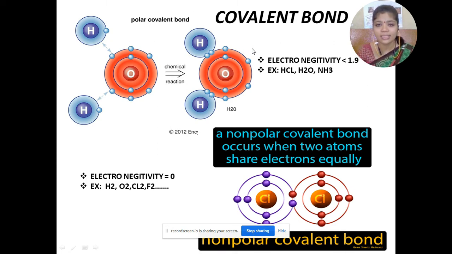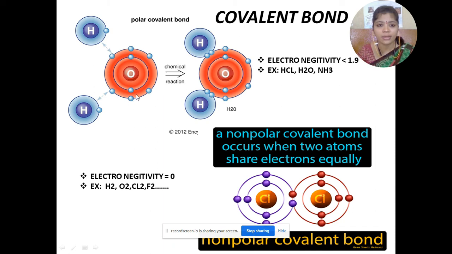And what is the condition of a polar covalent bond? The electronegativity difference is less than 1.9. This is the must-have condition. The electronegativity difference is less than 1.7, and in that case only a polar covalent bond is formed. And what are the examples? HCl. We already know that the chlorine atom is a more electronegative element, and the electron pair is towards the chlorine atom. So that's why there is unequal sharing of electrons between hydrogen and chlorine, forming a polar covalent bond.